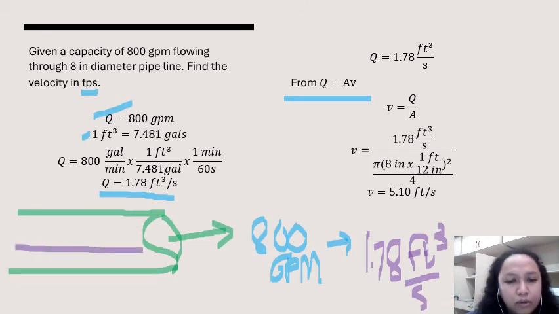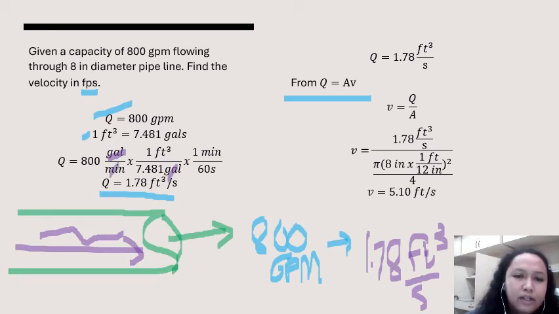This is its streamline here, the volumetric flow. So how do we do that? Convert first the gallon into cubic feet. 1 cubic feet is equal to 74.81 gallons. And the minute, class, we also convert into seconds. So what remains is cubic feet per second. Okay? Computing for that, we find the volumetric flow rate Q, which is equal to 1.78 cubic feet per second.